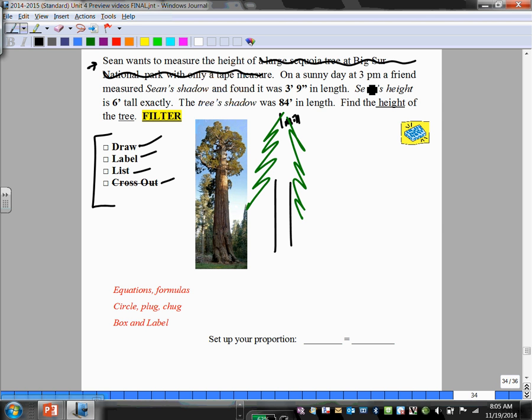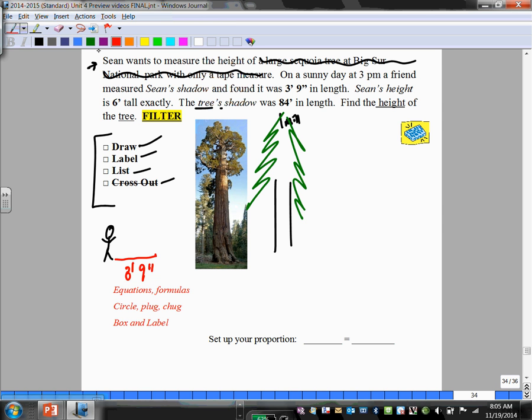And it says, on a sunny day at 3 p.m., a friend measured Sean's shadow. So we have Sean here. This is Sean. And Sean's shadow is 3 feet 9 inches. So he has a shadow. I'm going to make the shadow in red. That is 3 feet 9 inches.